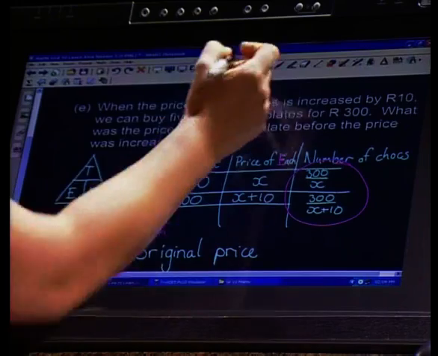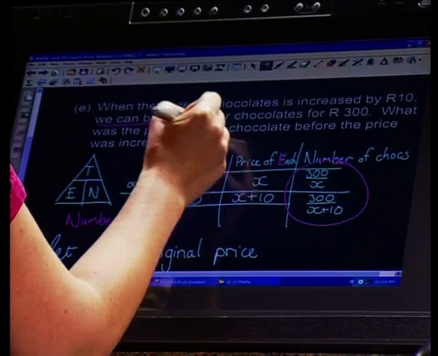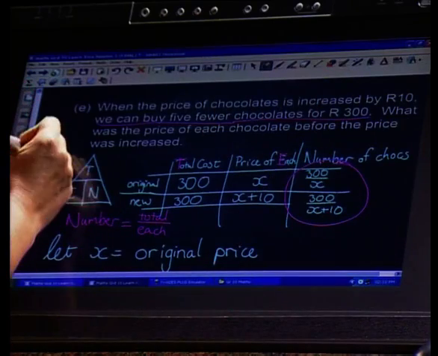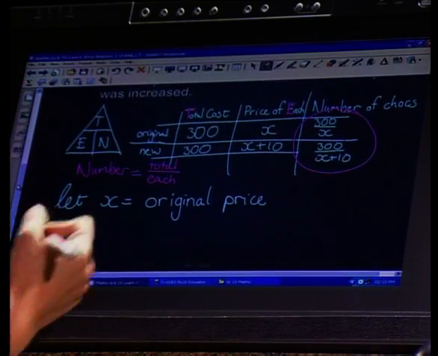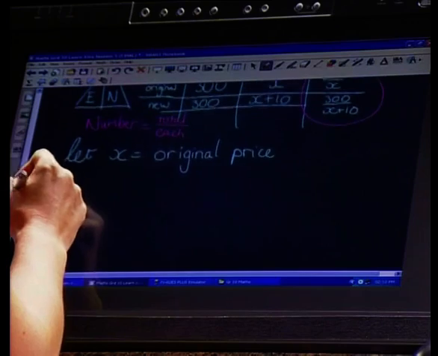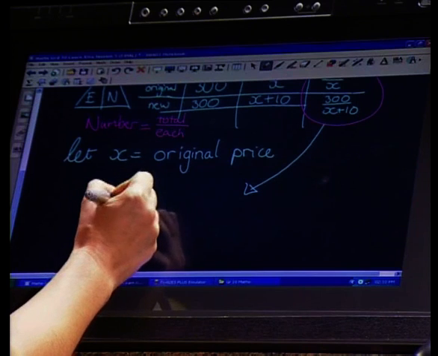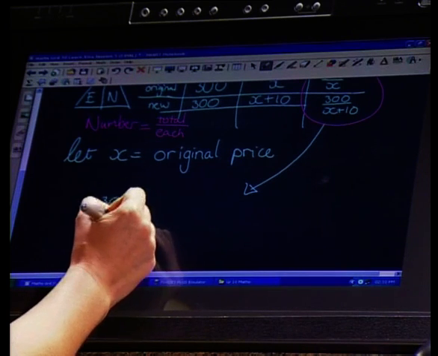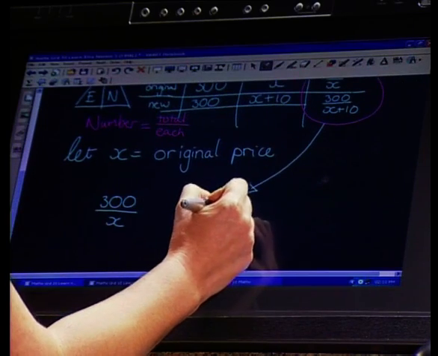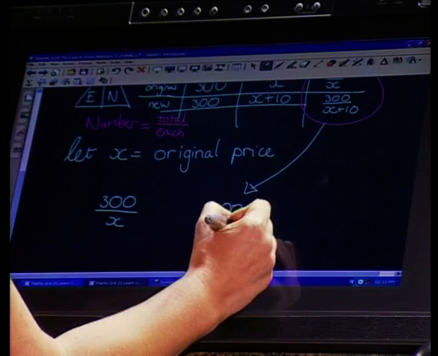There is one piece of information I haven't used yet, and that is we can buy 5 fewer chocolates for 300 Rand. So what we need to show now is that at the old price, we could buy 5 more than at the new price. And that means the old number of chocolates and the new number of chocolates, which one can you buy less of? The new.